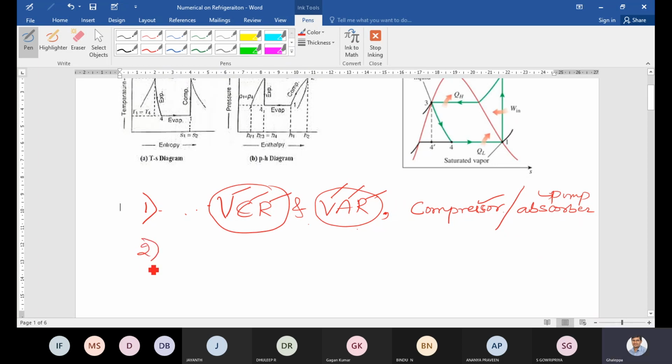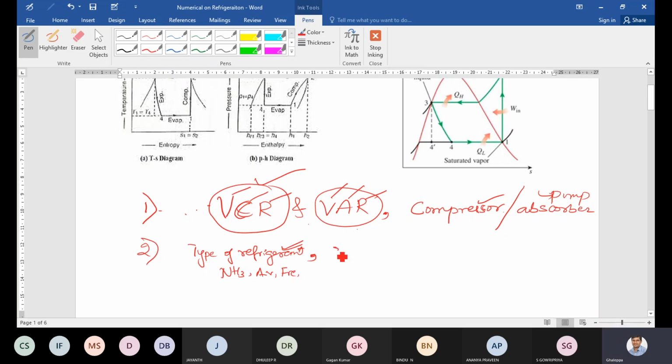The second step: assume that VCR is given. Most of the numericals in the question paper will be asked based on VCR. So the next step in VCR is to identify the type of refrigerant, whether it is freon, ammonia, air, whatever. This is important because we need to take the properties from the thermodynamic data handbook. Until you identify the type of refrigerant, we cannot refer to the data handbook. For example, ammonia NH3, air, freon 12, freon 22, like that.